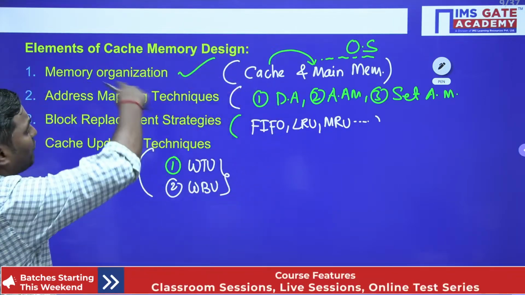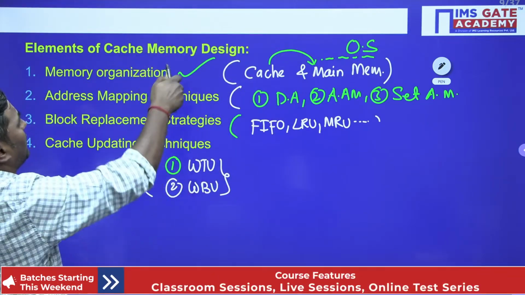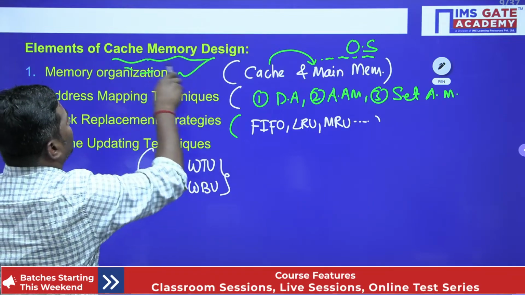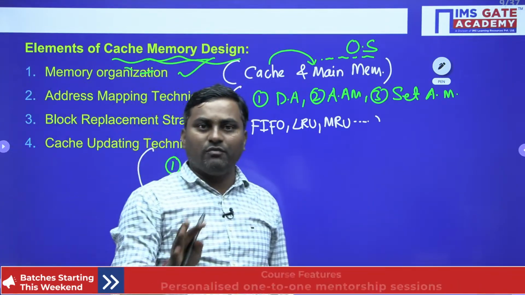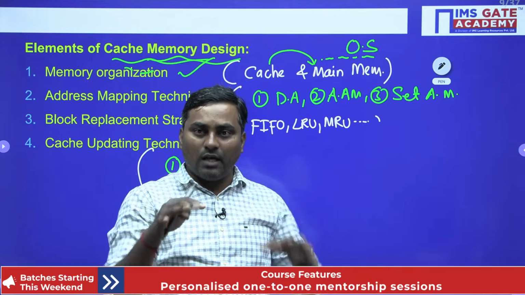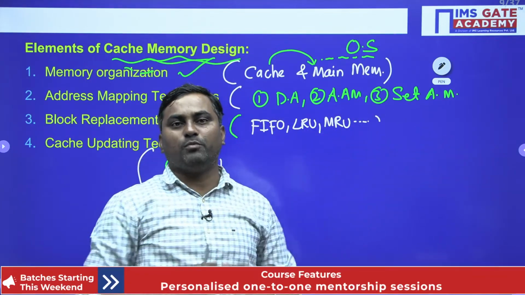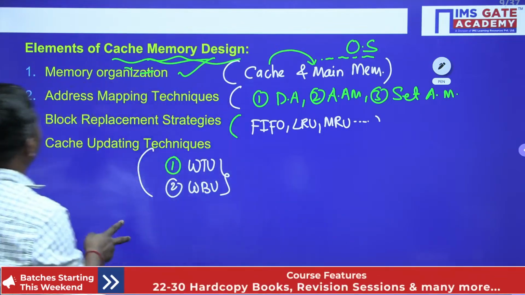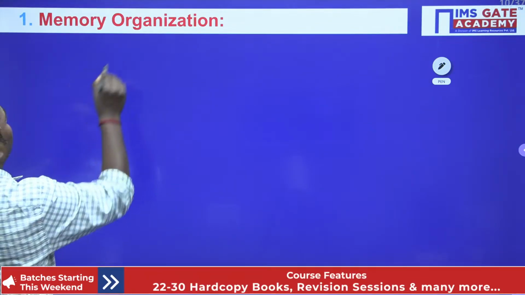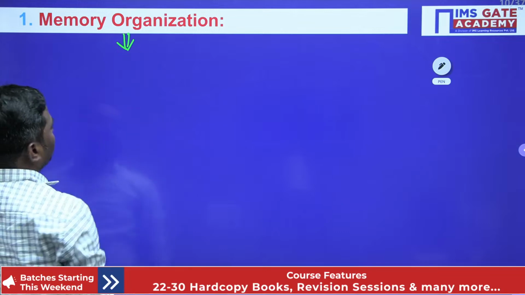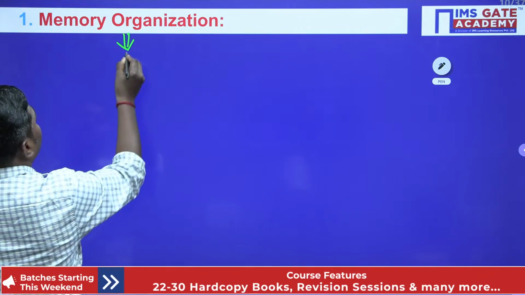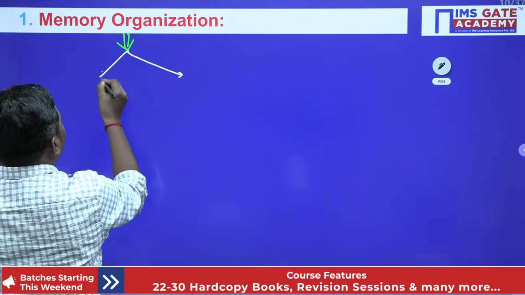So this is a rough idea of what I am going to discuss on memory design, the cache memory design. Initially we will spend some time to understand the organization of the cache memory and the organization of the main memory. So shall I move on to the first one? What is the first one? Memory organization. Two things need to be understood: cache memory organization and main memory organization.